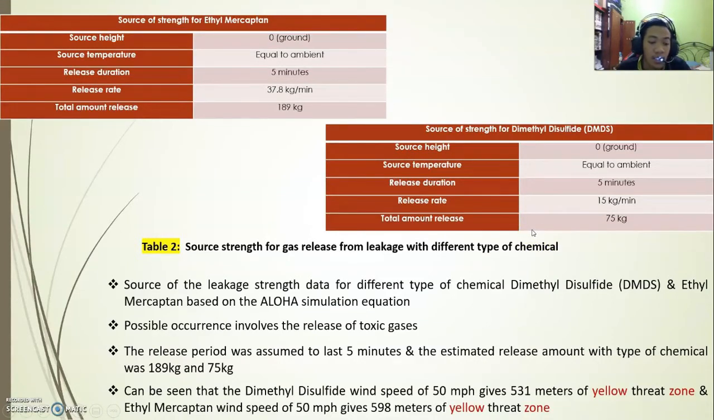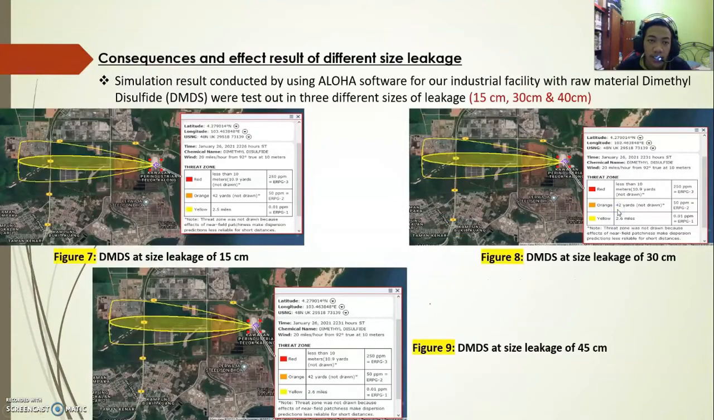Because ethyl mercaptan is lighter than DMDS, the dissipation of the leaking ethyl mercaptan is greater than that of DMDS at the same speed of 50 miles per hour. The wind can push the lighter substance more easily than the heavy substance. Thus it can be concluded that density is an important property that affects the dissipation of a leaking substance. And next, the consequences and effect results of different leakage sizes.